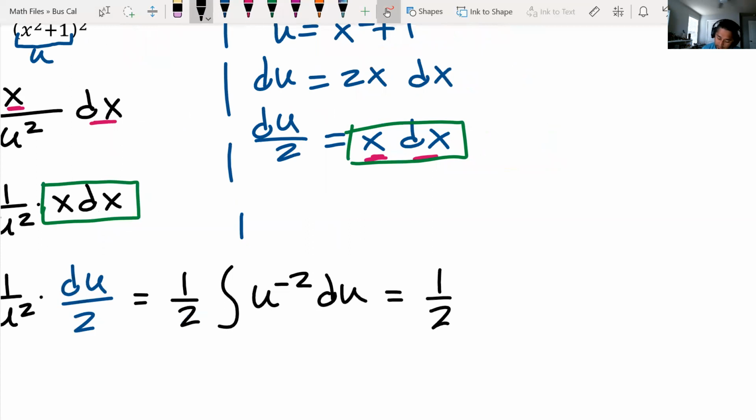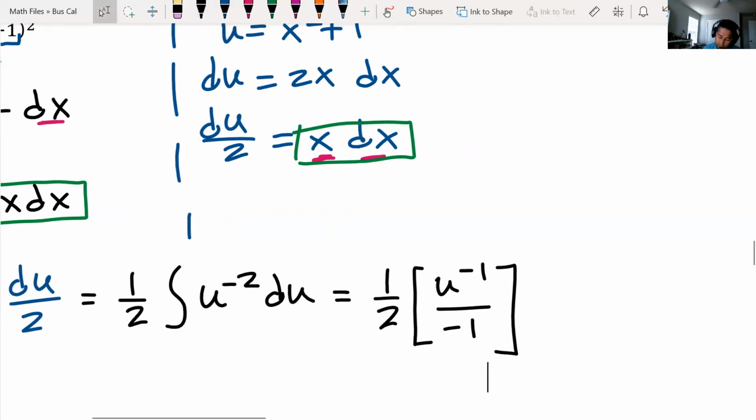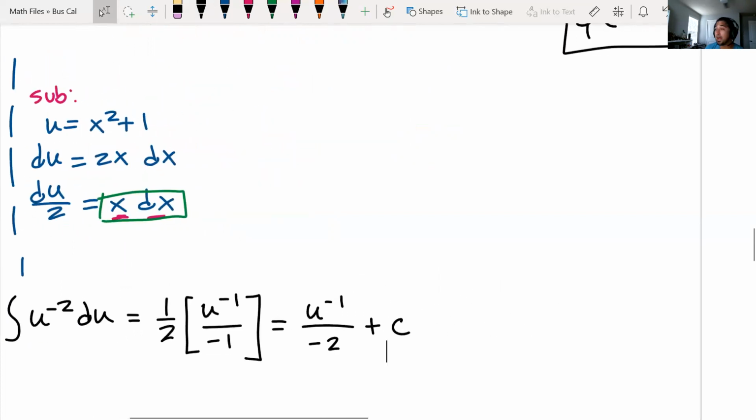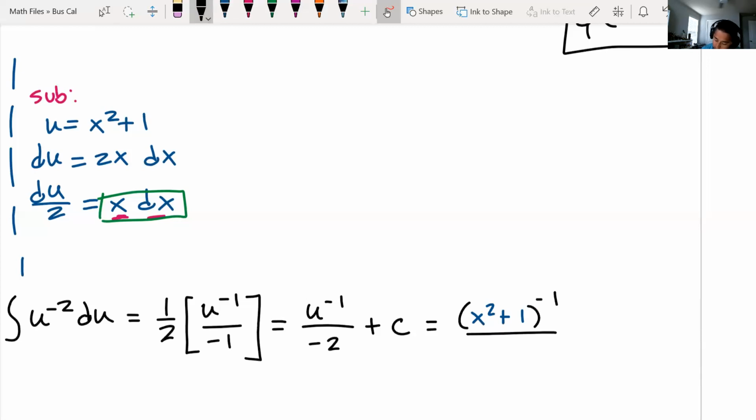You'll get 1/2, and this is going to be power rule. So that should just give you u to the negative 1 over negative 1. Multiply straight across, and you get u to the negative 1 over negative 2 plus c. Okay, but now you plug in u, and what was u? X squared plus 1. Good. X squared plus 1 to the negative 1 over negative 2 plus c.